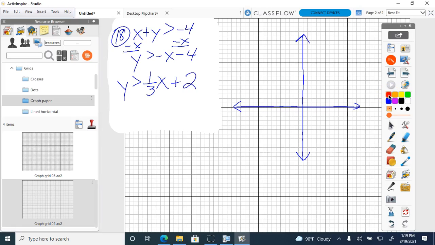Again, we'll let the top one be red. So where do I go to get my y-intercept? Down 4. My slope is what? -1. So down 1, right 1. Or I could go up and to the left 1. And I'm just going to keep going. Do I need to make this a solid line? No, because there's no equal to. Where do I shade, above or below?